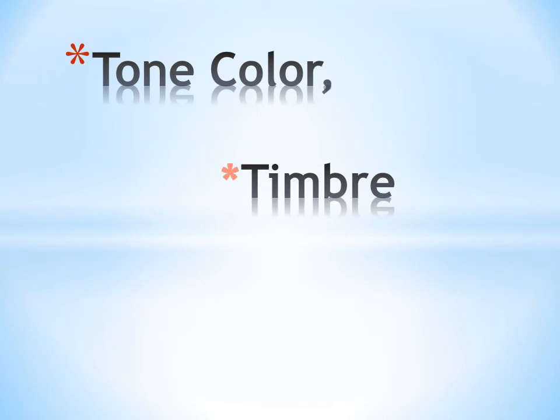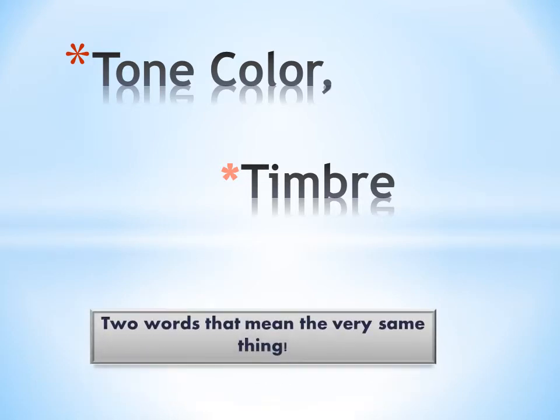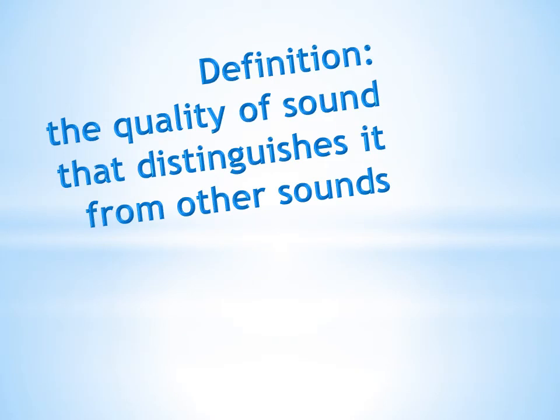Tone color, or timbre, is the third property that we're going to talk about in relationship to how music differs from regular sounds. These two words mean the very same thing. They are both defined as the quality of sound that distinguishes it from other sounds. In other words, tone color, or timbre, is about the quality of what you're hearing.